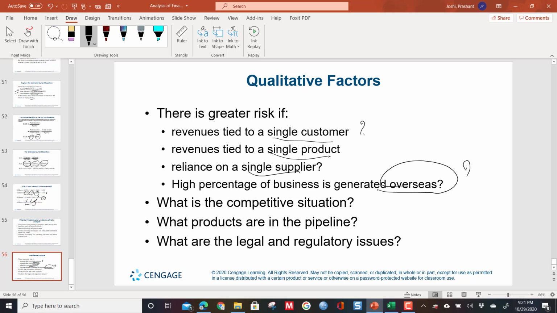Also, you would like to know what is the quality of management, what is the futuristic plan, what is the vision of the company, what are the future growth prospects, what is the competitor situation, what is the growth of the industry. What is the product life cycle of the industry? Is it declining, maturing, or what products are in the pipeline? What are the legal and regulatory issues that the company is encountering? This all matters when you make an analysis. So it should be a combination of quantitative analysis and qualitative analysis to get a better picture of the financial position of the company.